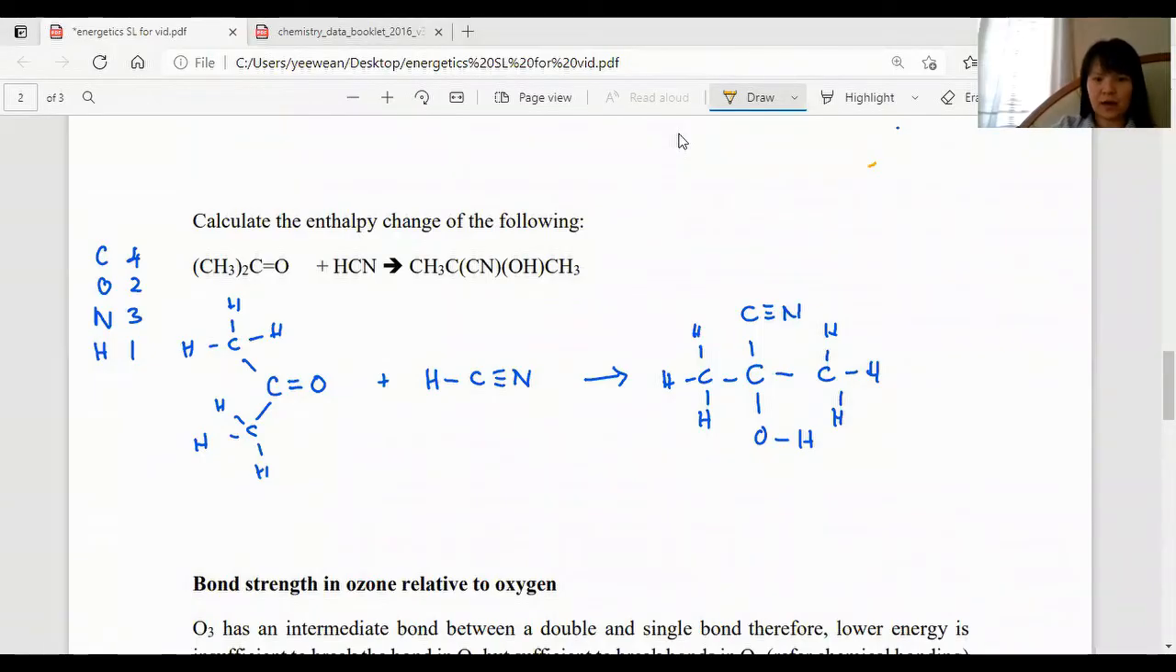Let's check for what has not been broken. So I can see that this portion was not broken nor formed because it's still here.